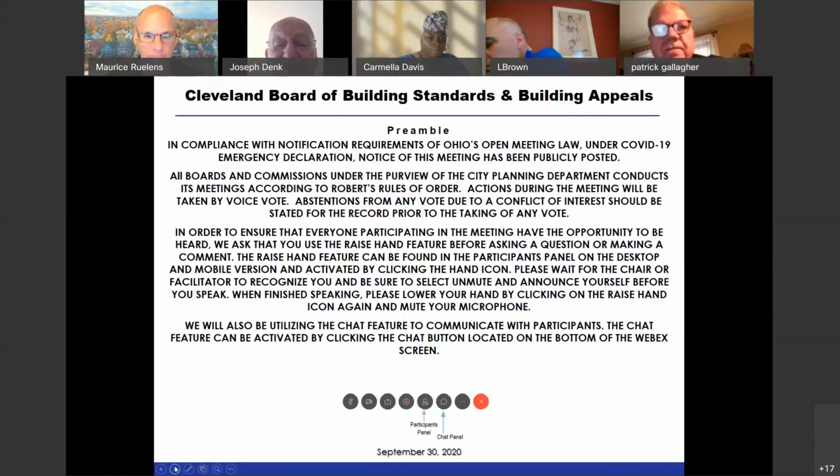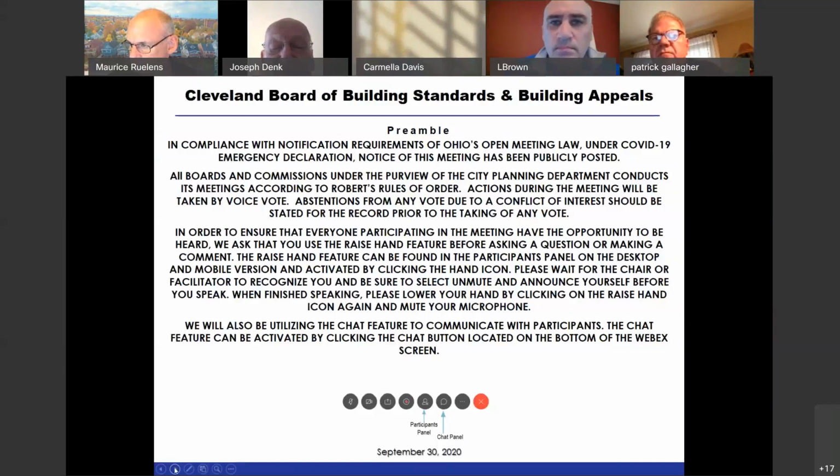In order to ensure that everyone participating in the meeting has the opportunity to be heard, we ask that you use the raise hand feature before asking a question or making a comment. The raise hand feature can be found in the participants panel on the desktop and mobile version and activated by clicking the hand icon. Please wait for the chair or facilitator to recognize you and be sure to select unmute and announce yourself before you speak. When finished speaking, please lower your hand by clicking on the raise hand icon and mute your microphone. We will also be utilizing the chat feature to communicate with participants. The chat feature can be activated by clicking the chat button located on the bottom of the WebEx screen.